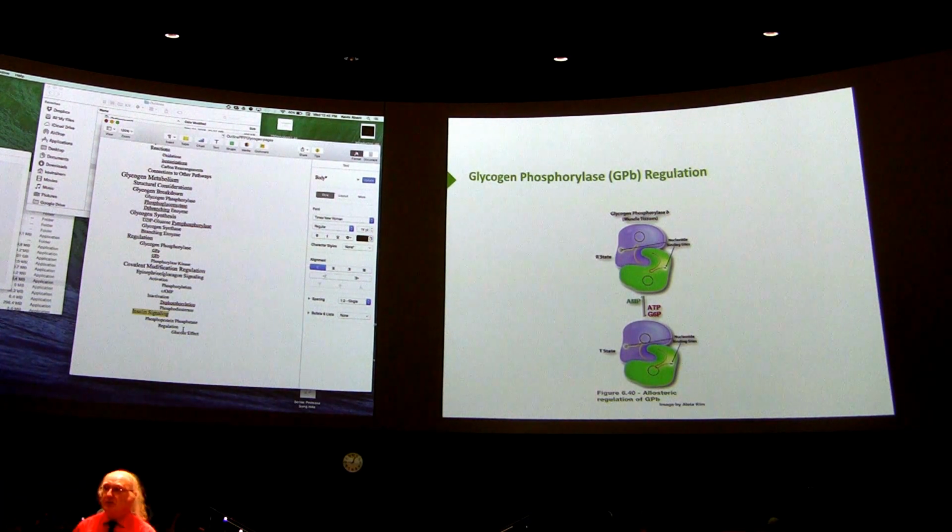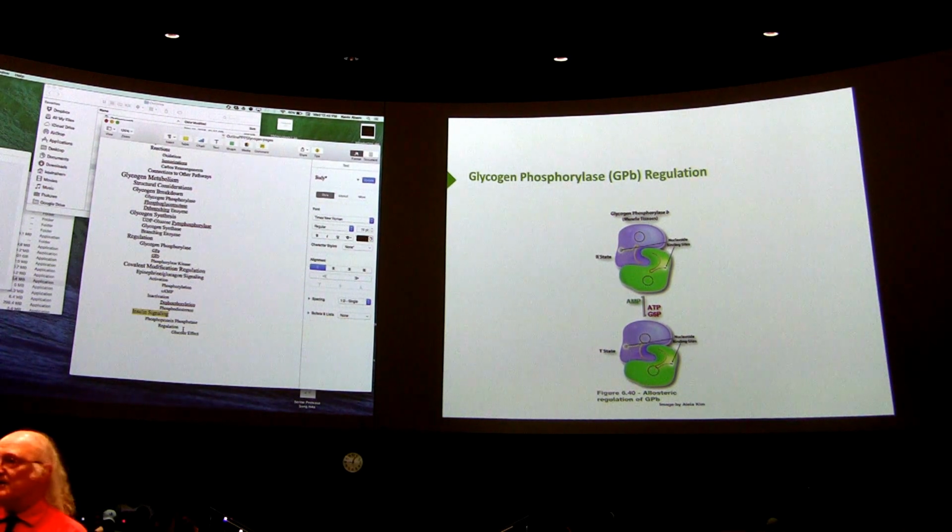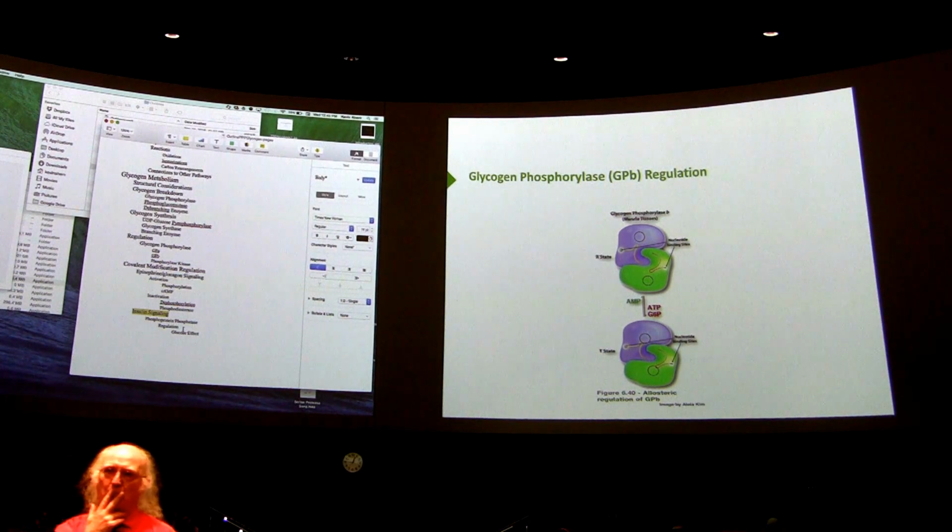Yes? Question? No, cyclic AMP activates protein kinase A. No. So the only way you get cyclic AMP is by adenylate cyclase. Right. So it does not convert into cyclic AMP, no. There's no relationship between AMP and cyclic AMP. No. Okay?